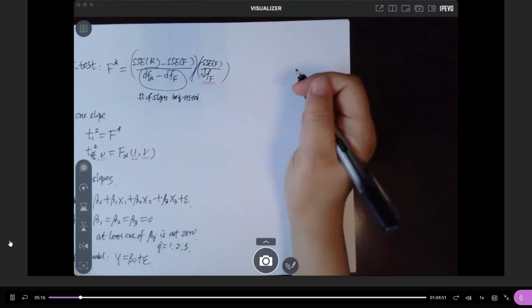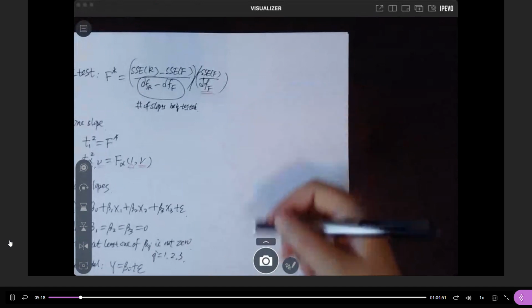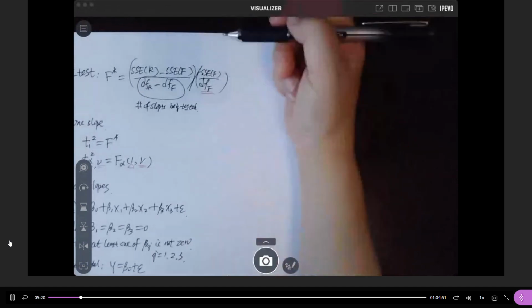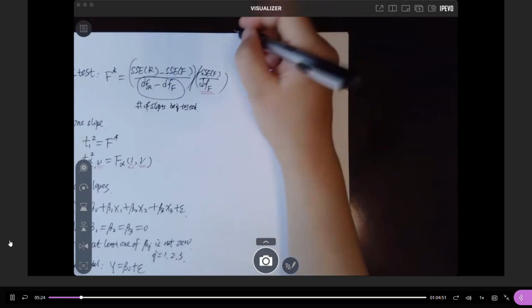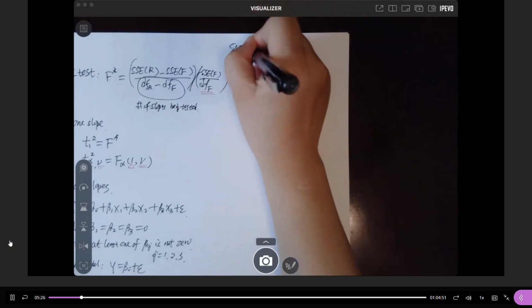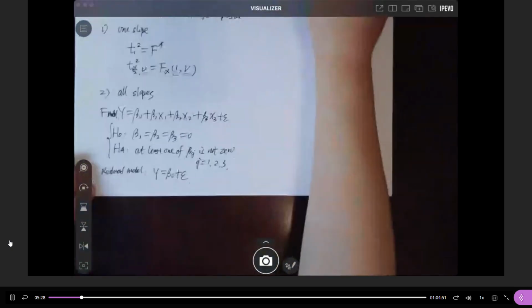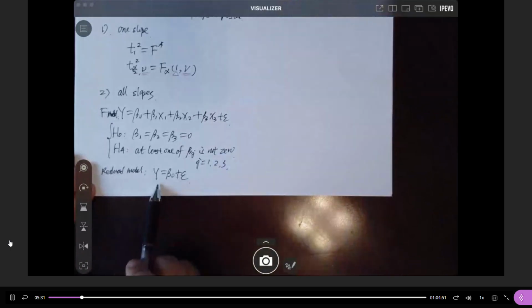But there's something that we can derive from this all-slopes test. Basically, the SSE for the reduced model in this case is a topic we already covered previously. This is your reduced model. What is the SSE for the reduced model?